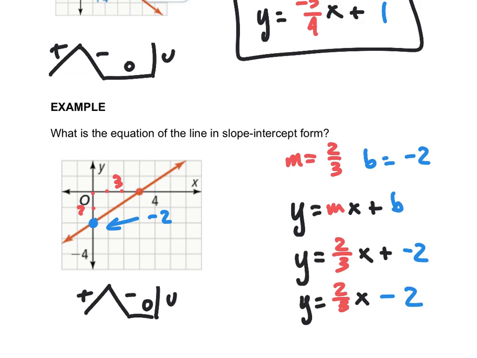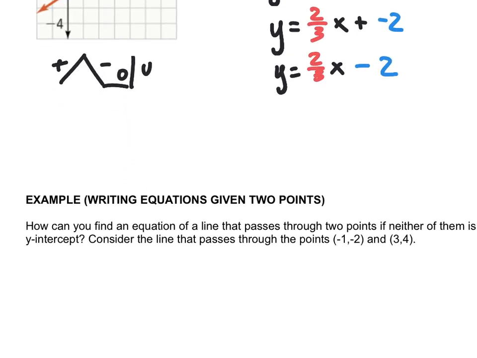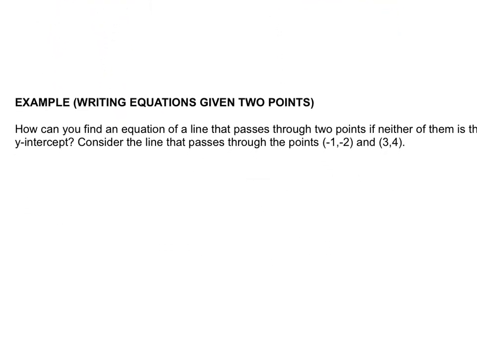So now, what if you're not given a graph, okay? And so one of the things is that you're not given the y-intercept. So the question's asking you this: how can you find an equation of a line that passes through 2 points if neither of them is the y-intercept? Consider the line that passes through the points -1, -2, and 3, 4.